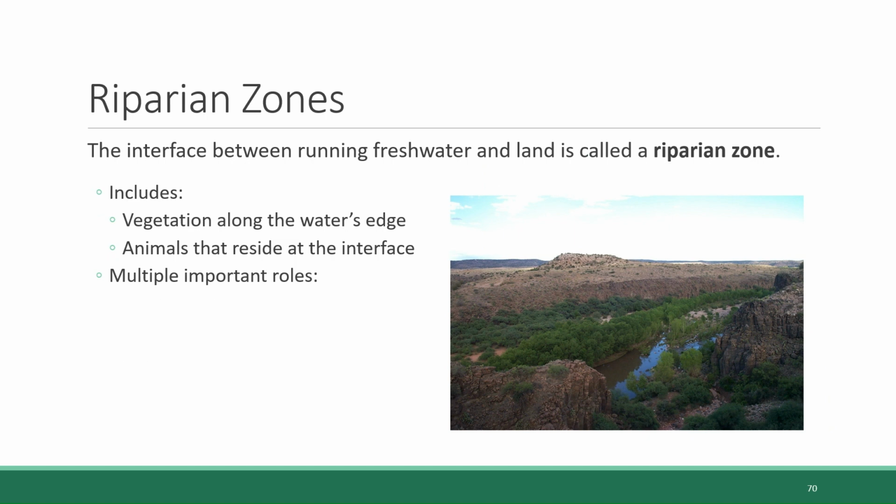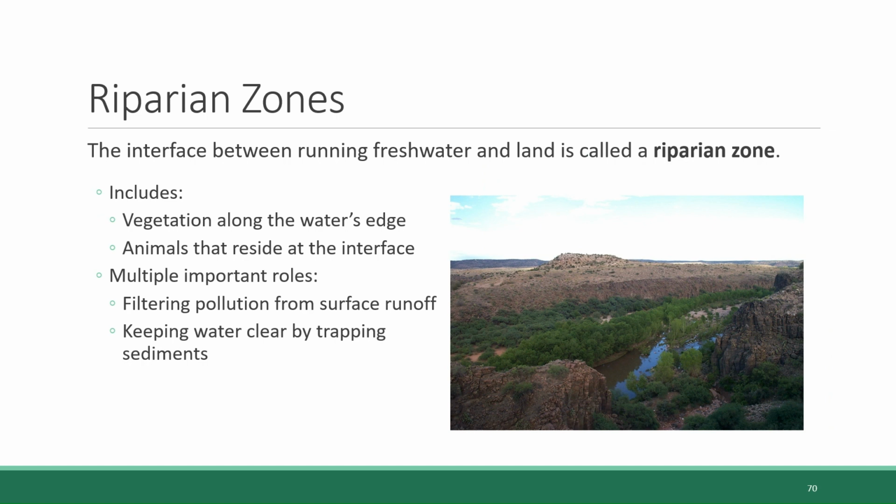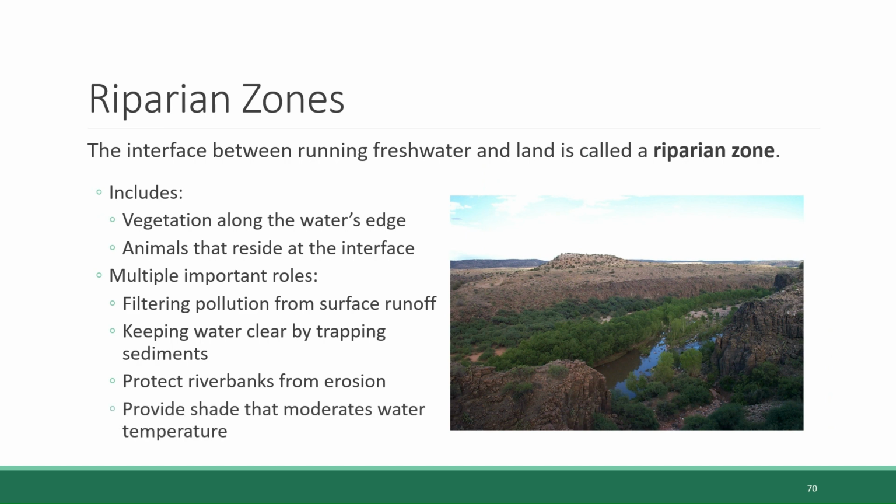And riparian zones are very important. They play multiple roles in the river ecosystem. They filter pollution coming from surface runoff before it reaches the river. They keep water clear by trapping sediment runoff. They protect riverbanks from erosion because the roots of plants growing along the river help stabilize the soil. And they provide shade that moderates the temperature of the water and keeps it from getting too hot.